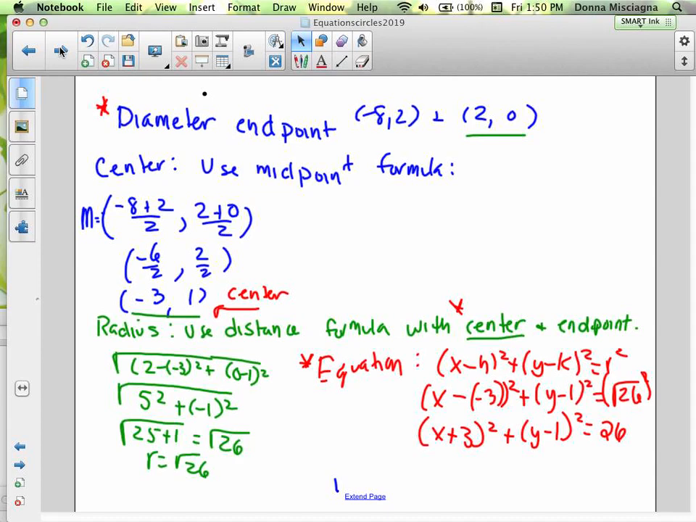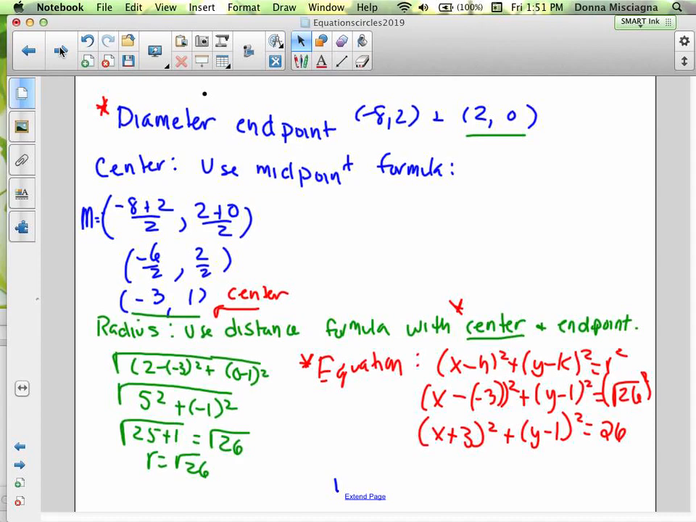So if you could change the directions to diameter, endpoint, and -8, 2, and 2, 0. So just change that question a little bit. It's the question right before this, the one we just did. Just change the wording a bit. Change center to endpoint or cross something out. Yeah, Kristen. So we just know 2 points, we don't know the center. Correct. Correct.